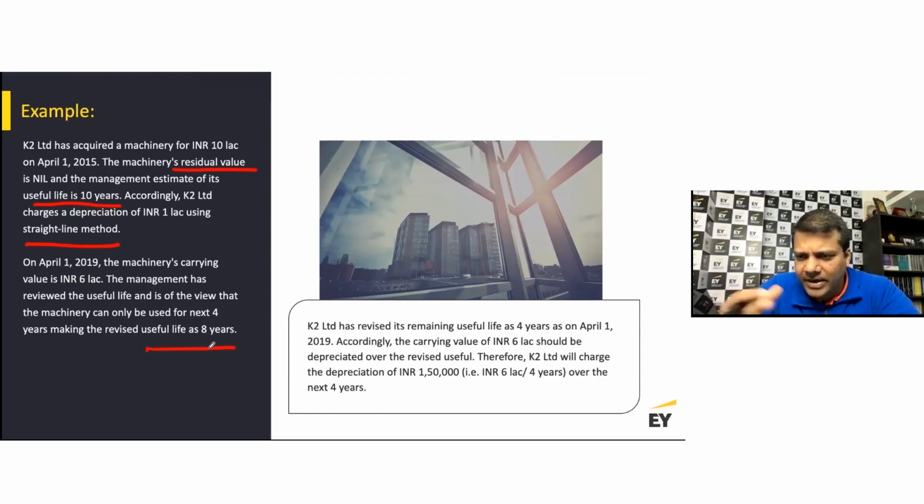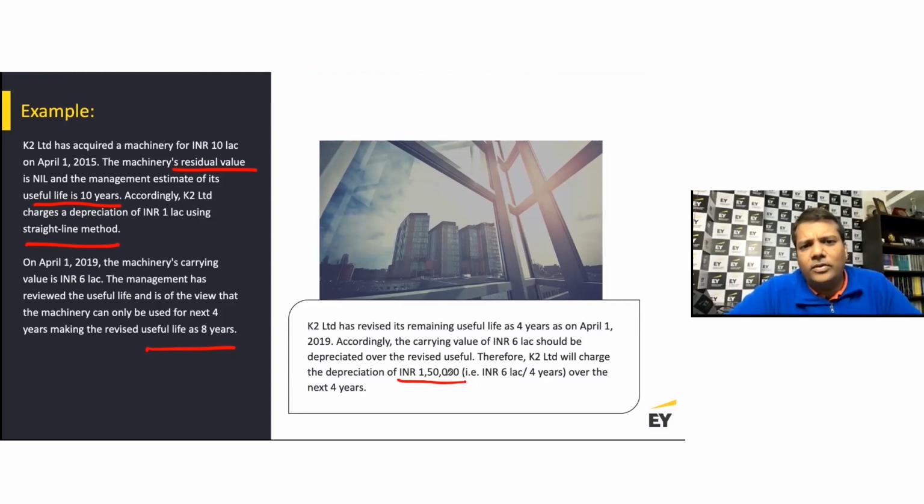It's a change in accounting estimate. So very simple. My carrying value is 6 lakhs, and my remaining useful life is 4 years. Residual value continues to be 0. So I'm going to now depreciate it over a 4-year period, and my depreciation amount will go up to INR 1,50,000. So revise the remaining useful life to 4 years as on April 1, 2019.